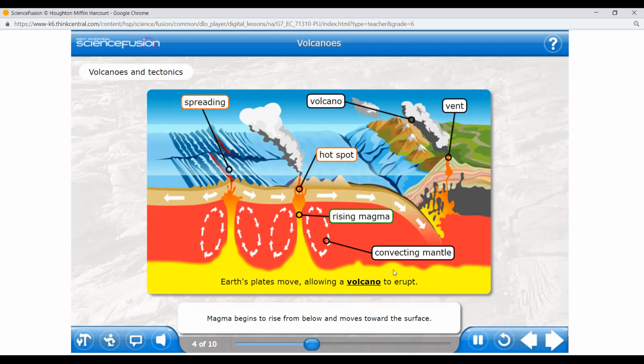Magma begins to rise from below and moves toward the surface. If the pressure is great enough, the magma will push through the vent, depositing lava on the surface. Energy beneath Earth's crust causes the convection of hot mantle rock. A vent is the actual place on Earth's surface where the magma comes through.